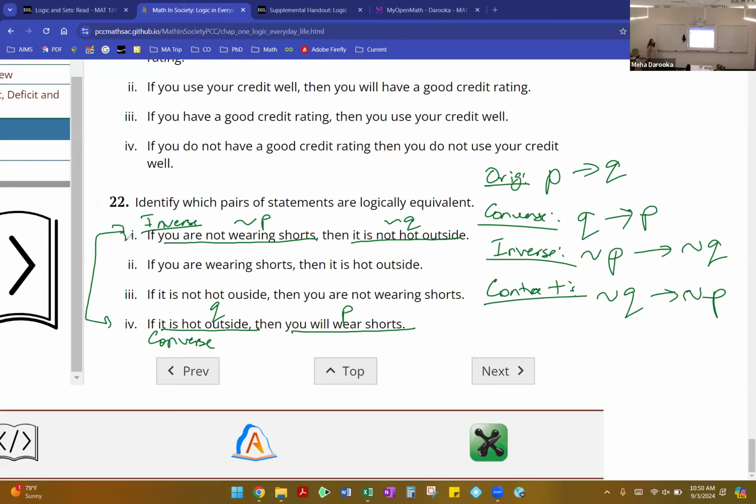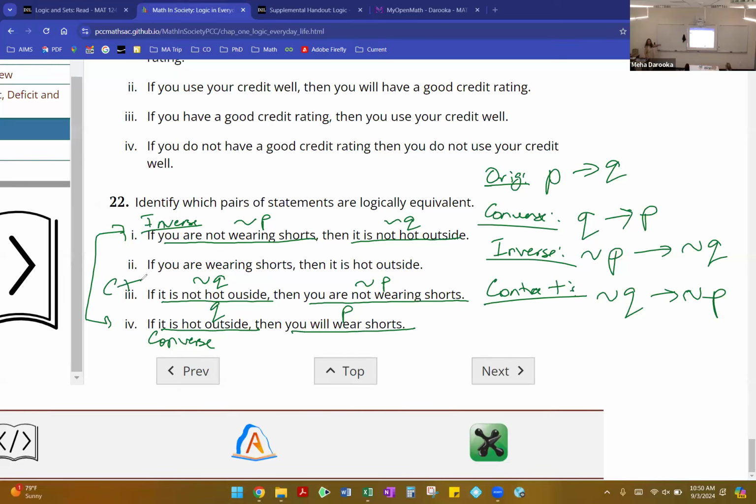So out of the 2 and 3 parts, which one would be the contrapositive and which one would be the original? 3 would be the contrapositive, 2 would be the original. Because we are saying not Q, so it is not hot outside, would be not Q, and then you are not wearing shorts would be the not P, yeah? All right. So that's your contrapositive.